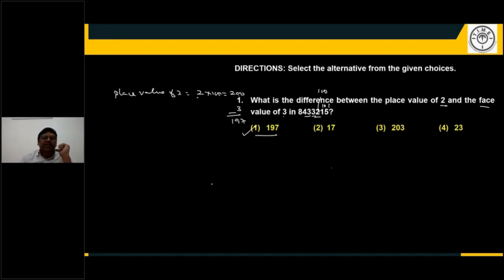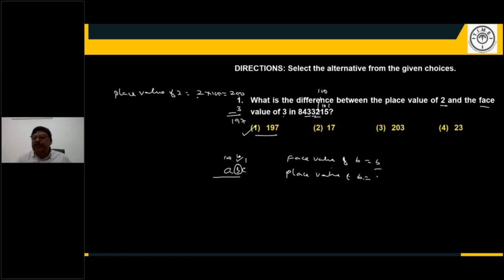Shamil, suppose I take A, B, C. What is the face value of B? The face value of B will be B only. Wherever it is, face value means its original value, that is B. What is place value? Place value of B means which place it is: units place, tens place, hundreds place. So it is in the tens place, and the place value will be 10 into B, 10B.